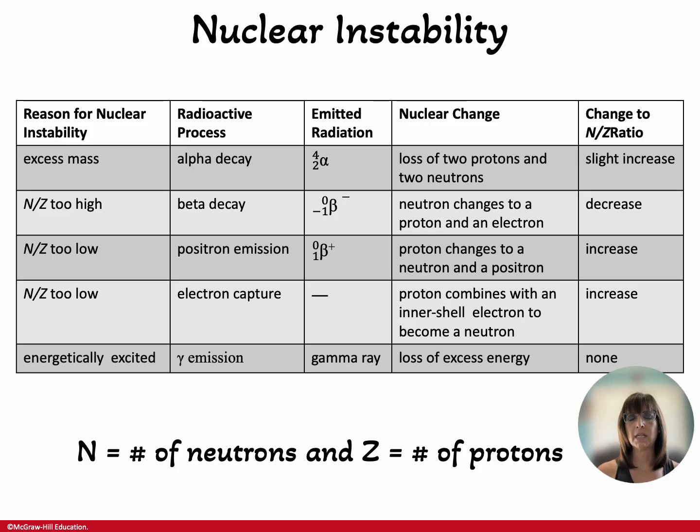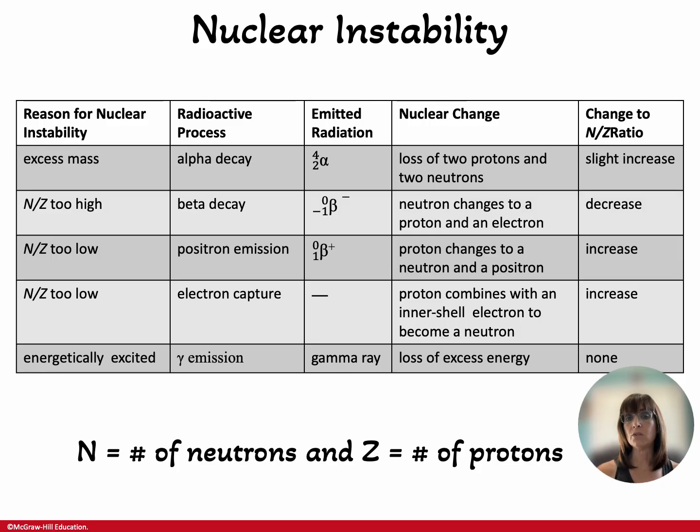The next reason is that your N to Z ratio is too high. That is, your number of neutrons to number of protons is too high. What's going to happen is beta decay, where a neutron changes into a proton and an electron. And think about it. If your N to Z is too high, you have too many neutrons. Doesn't it make sense that you would want to turn a neutron into a proton?